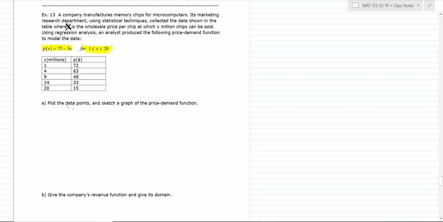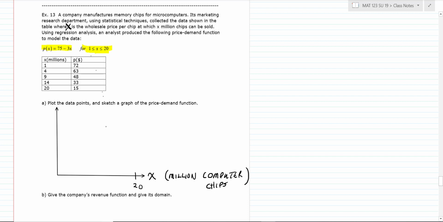So the first thing we're going to do is plot the points and sketch a graph of the price demand function. We're only going to graph it from 1 to 20. When you draw your graph, you need to be sure that everything gets labeled. That's an important thing. So you go ahead and draw out your X and Y axis, and you want to label this like this. This is X, in millions, and label what it is: million computer chips. Okay, all right, so we got that. Now we're going to go to 20.